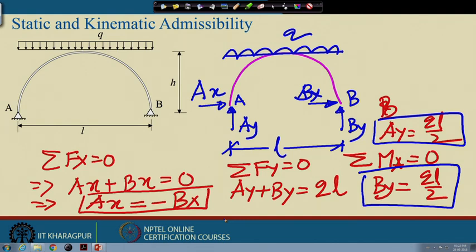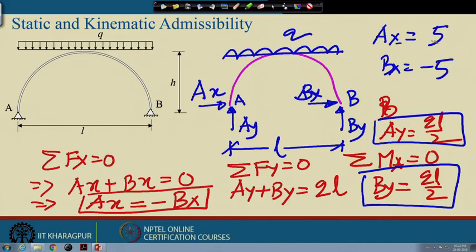Why is it statically admissible? Because, for instance, if I have Ay is equal to qL by 2, By is equal to qL by 2, and if I say that Ax is equal to, say, 5 and Bx is equal to minus 5.